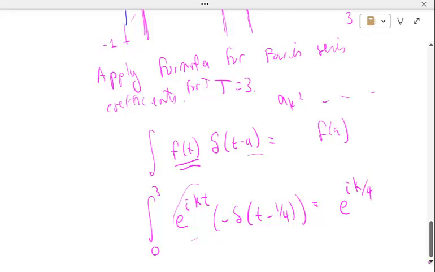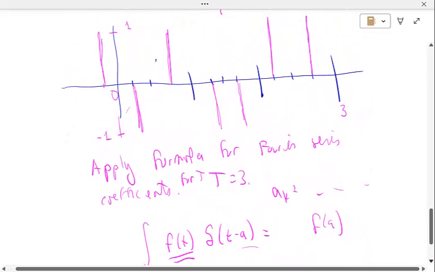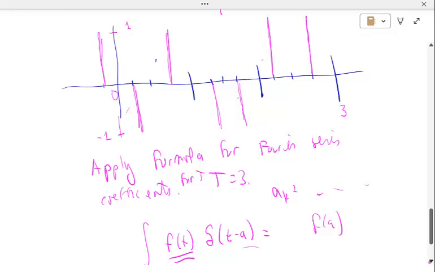So you can look up this formula and apply it, and you're not actually going to have to do the integral. It's actually just finding the values of the complex exponential at these 1, 2, 3, 4, 5, 6 points. There's probably another way to do the problem, but that's one way.